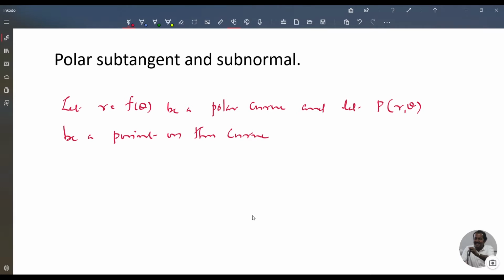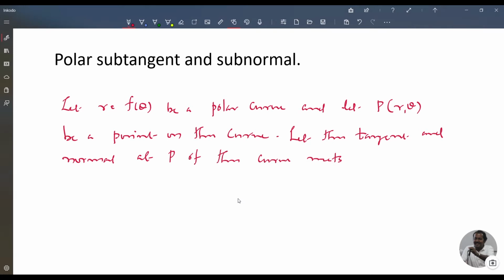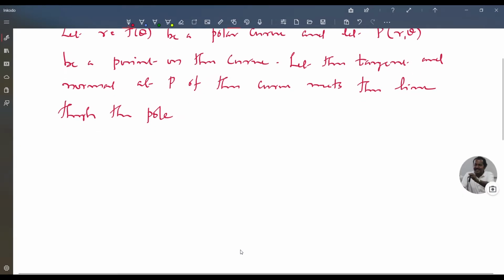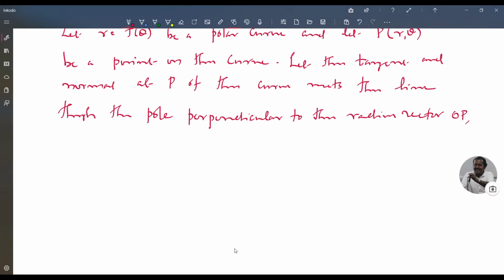Let the tangent and normal at P of the curve meet the line through the pole perpendicular to the radius vector OP at T and N respectively.